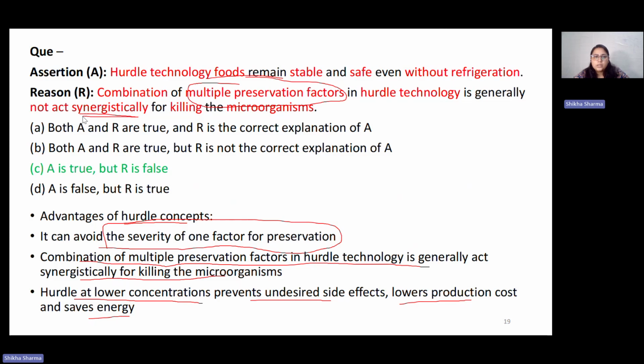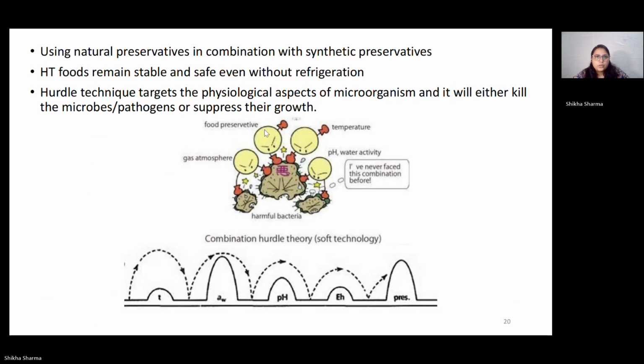So this hurdle technology basically, it is a combination of multiple preservation technology and which will going to act synergistically basically to kill the microorganism. So the reason is the statement of reason is false here because it is actually producing a synergistic effect. And these hurdles basically using the natural preservatives in combination with the synthetic preservatives. So here hurdles we can make as per our choice. We can include some of the natural preservative methods with the synthetic preservative methods.